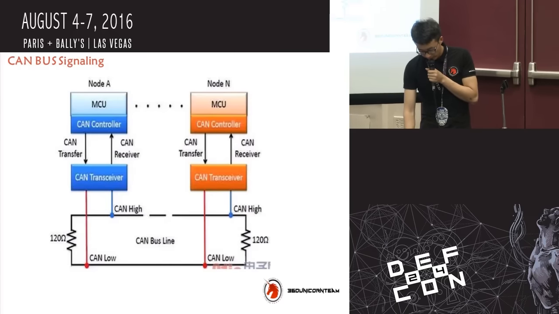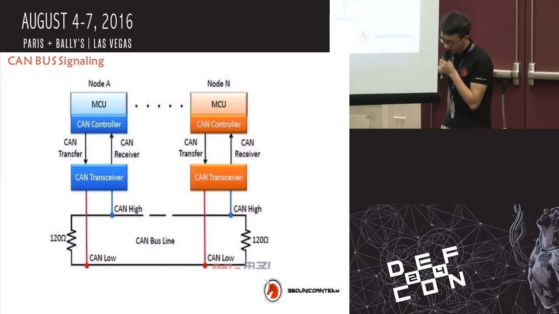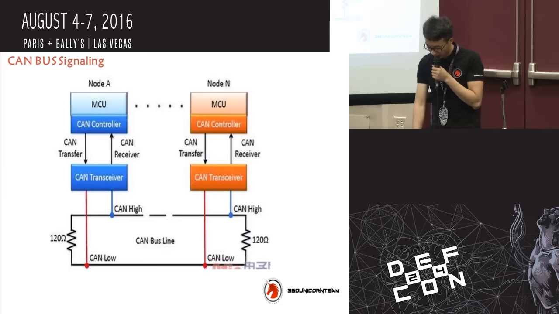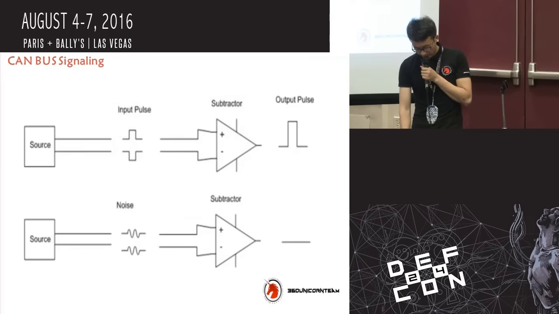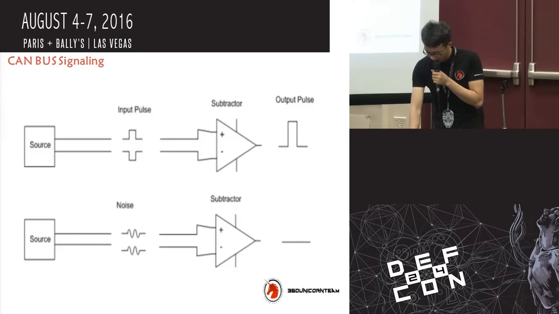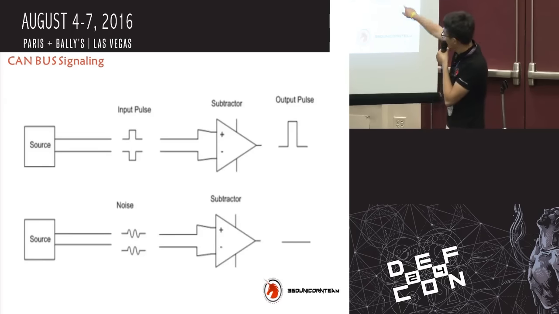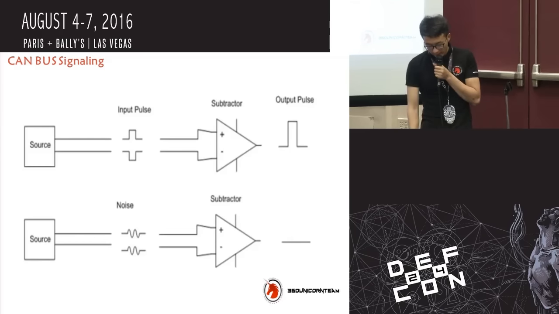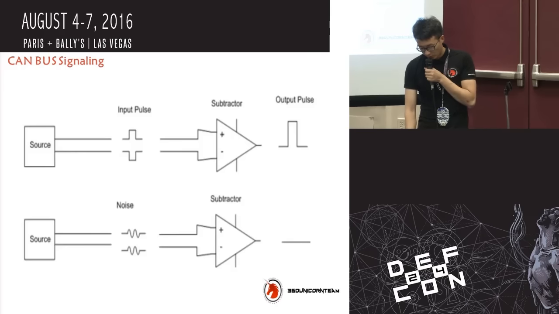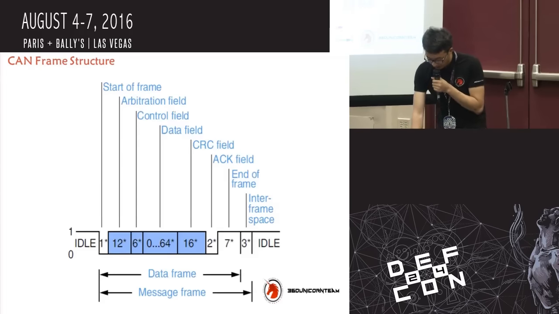Okay, this is CAN bus signaling. CAN bus usually has two wires, CAN high and CAN low, and it uses differential signals. This is not closely related to my research, so I just skip those. You can see that the CAN signal looks like this. It's a differential signal, so it's not susceptible to common mode interference. So this is a typical CAN frame structure.